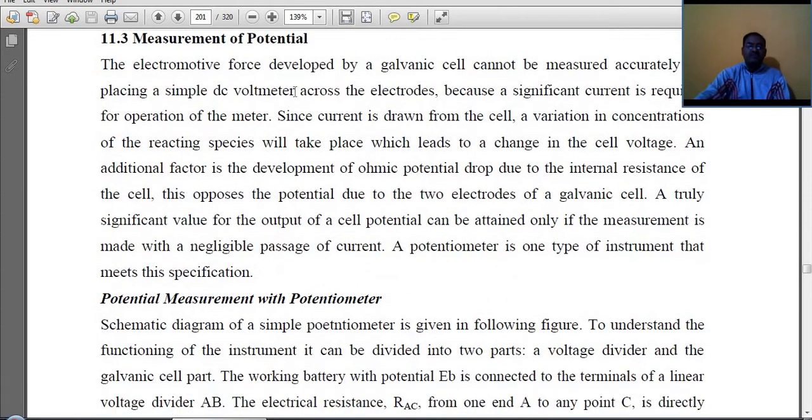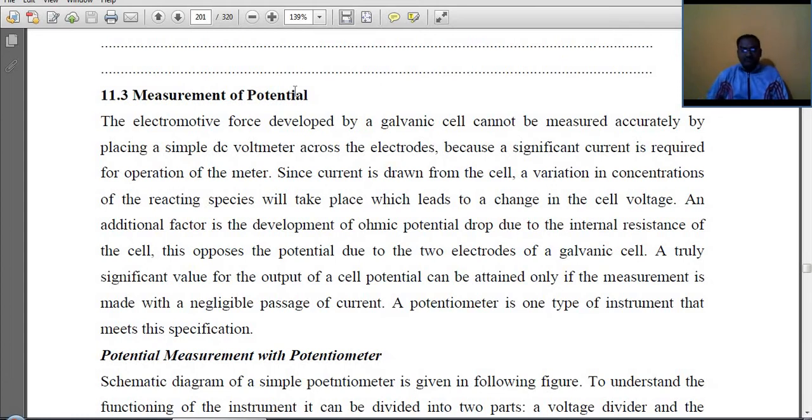How to measure the potential? The EMF, the electromotive force developed by a galvanic cell, cannot be measured accurately by placing a simple DC voltmeter across the electrodes, because a significant current is required for operation of the meter. Since current is drawn from the cell, a variation in concentrations of the reacting species will take place, which leads to a change in the cell voltage.